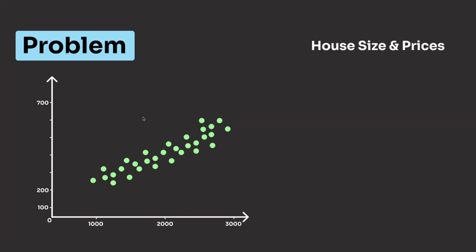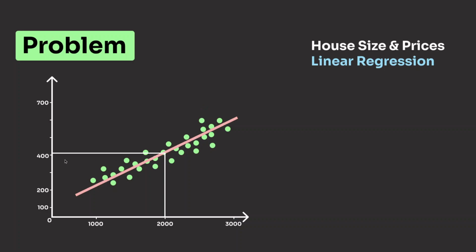So how we can do that is by trying to fit a line. As you can see, using this line, for 2,000 square feet we can say it's about 402, and for 1,700 we can say it's about 310, 320. So that's how linear regression works. You just try and fit a line through some data, and that's how you can predict housing prices.